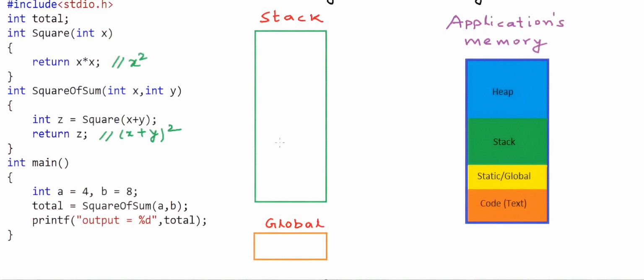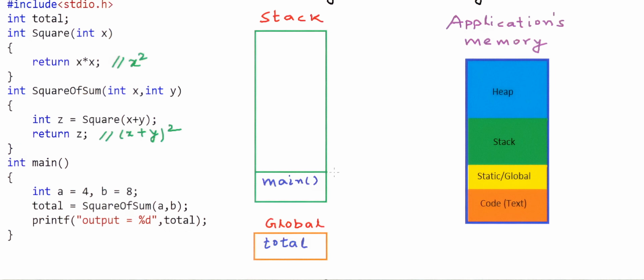Let us say this rectangle in green here is memory reserved as stack, and this rectangle in orange is the memory reserved as the static or global variable section. When the program starts executing, first the main method is invoked. When the main method is invoked, some amount of memory from the stack is allocated for execution of main. And this total is a global variable, so it should sit in this section.